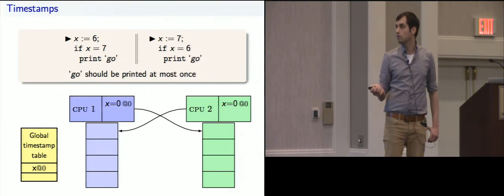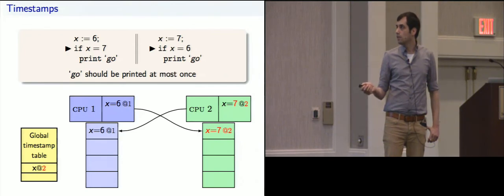So initially, the timestamp of X is 0. Every location has a timestamp. And when I do the first write, I will write 6. I get timestamp 1 from the global timestamp, and I put the message together with the timestamp in the message buffer. The other thread can do the write of X7, again getting a timestamp that is larger, 2, and the global timestamp table is updated.